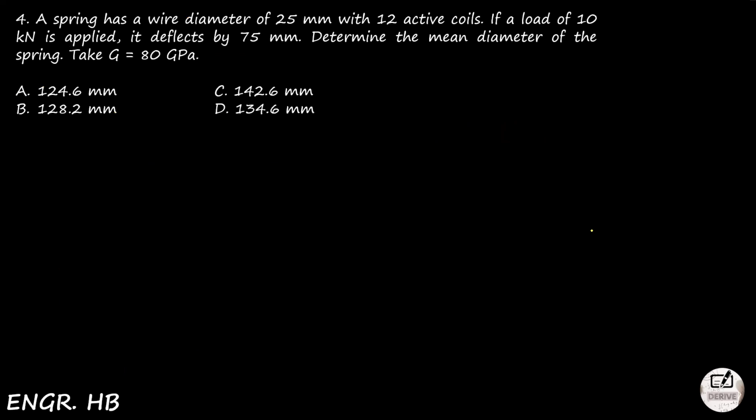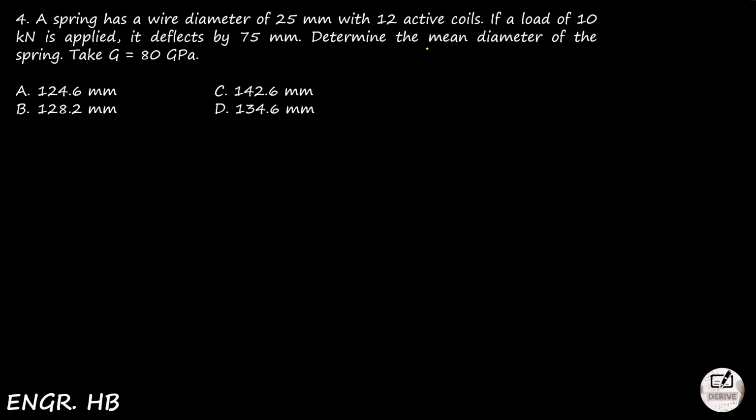Okay, so proceed tayo sa fourth question. A spring has a wire diameter of 25 mm with 12 active coils. If a load of 10 kilonewton is applied, it deflects by 75 mm. Determine the mean diameter of the spring. Take modulus of rigidity as 80 gigapascal.